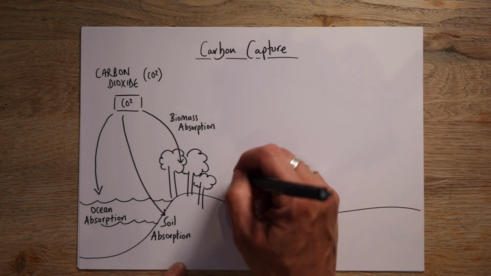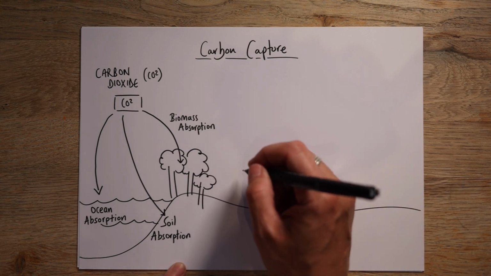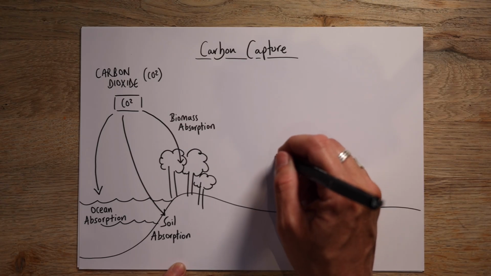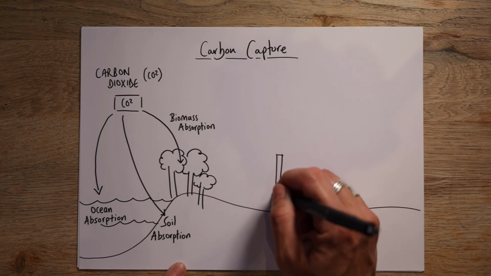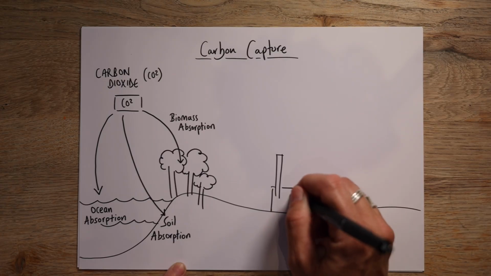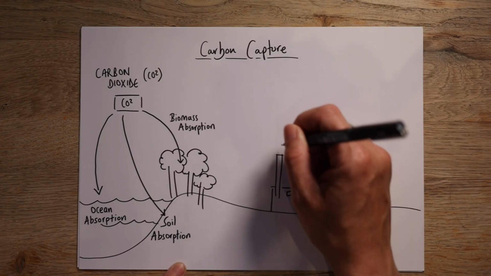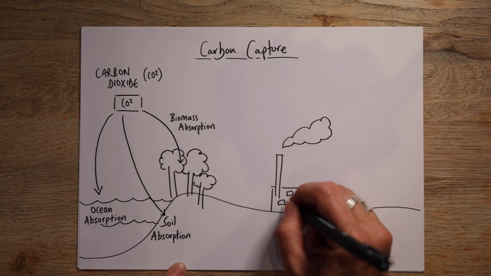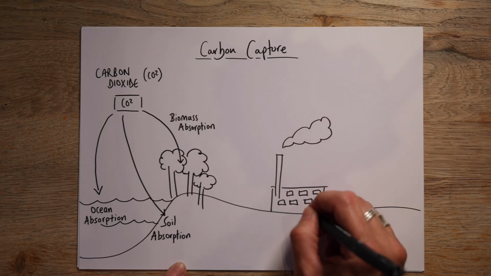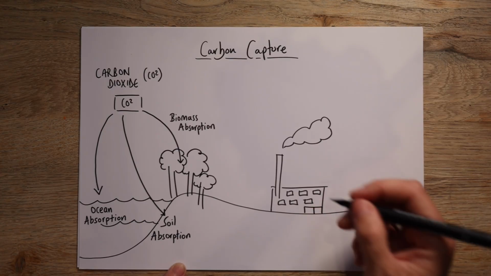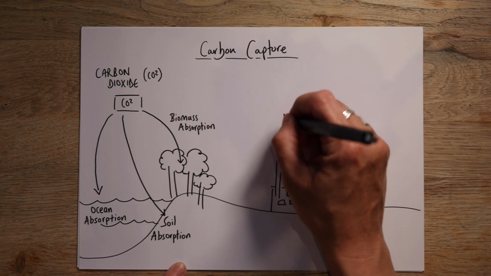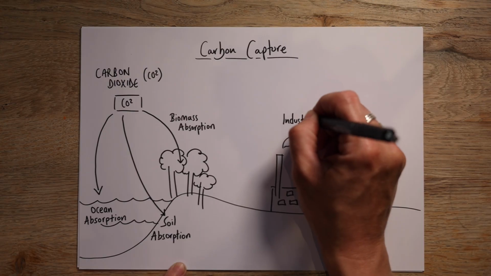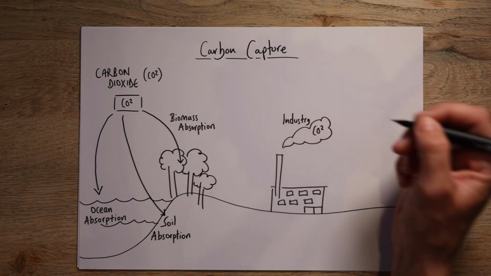We're producing it from things like industry. So if we draw over here, let's have our big tower and our factory. This is obviously a sort of pretend situation, but it's true in many places, especially newly emerging economies. So this is from industry, okay, industry CO2.